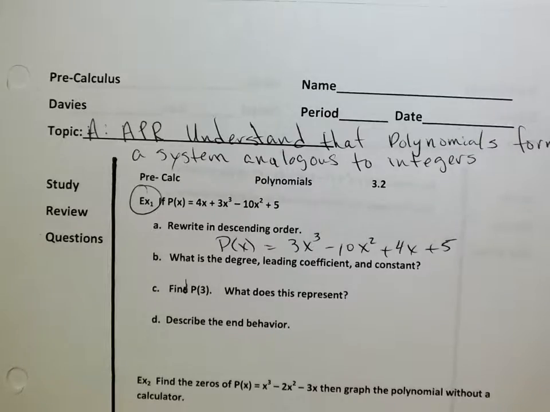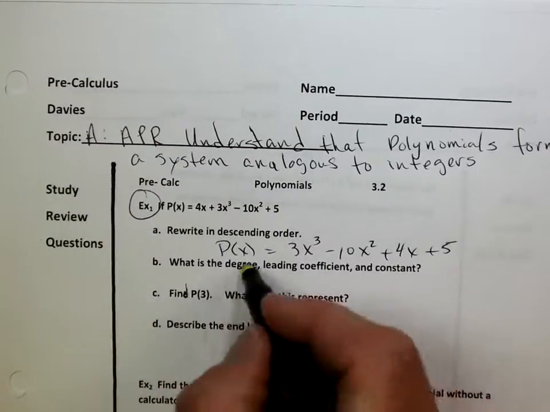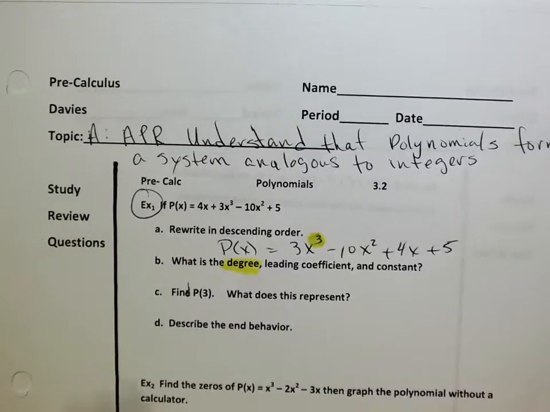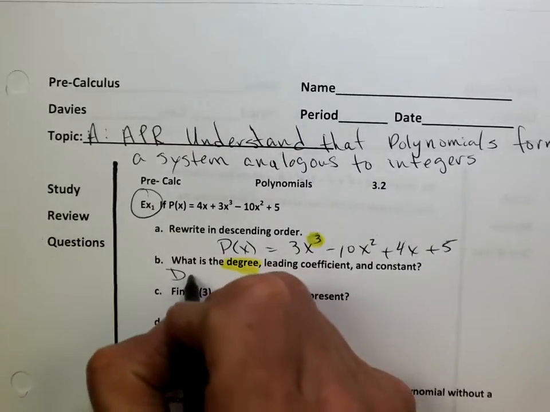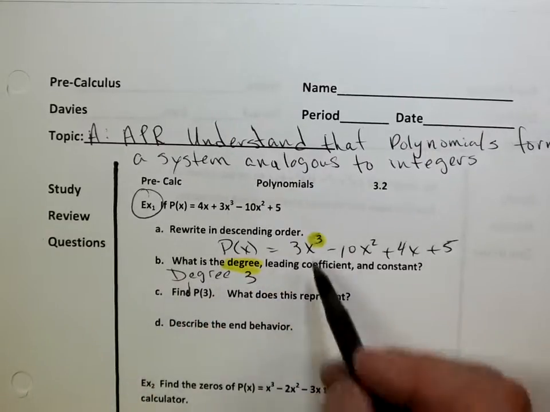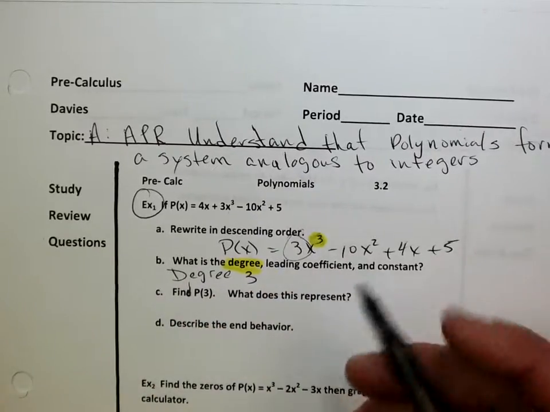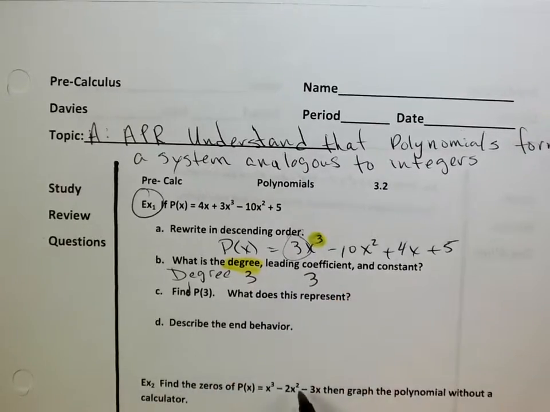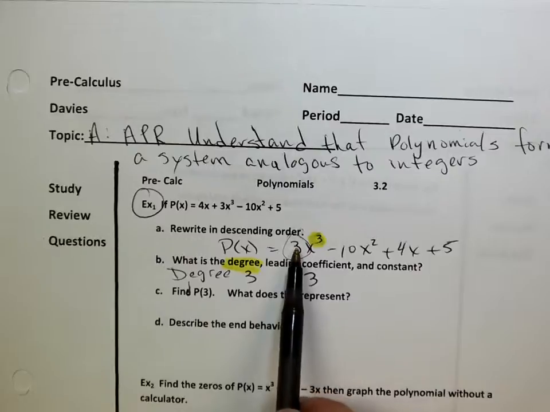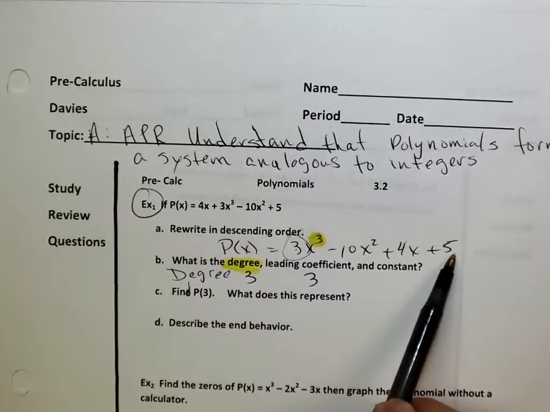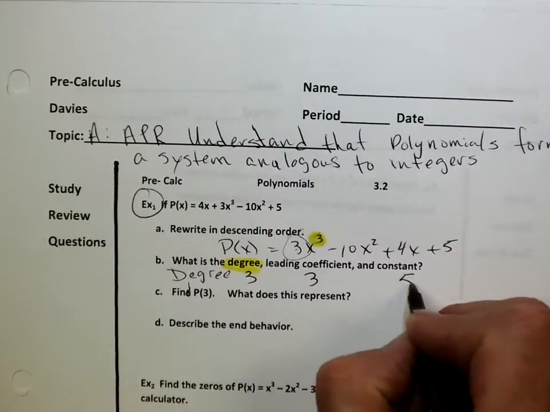What is the degree? The degree is the biggest exponent. The degree is 3. That's it. The leading coefficient is also 3, just in this case, only because there's a 3 there. It's the number in the front. It leads the whole pack. And the constant is the 5, because it doesn't have a variable with it. It doesn't change, so the constant is just the 5.